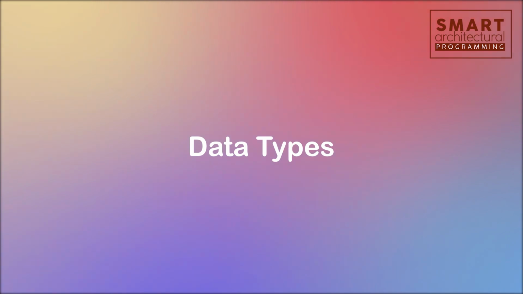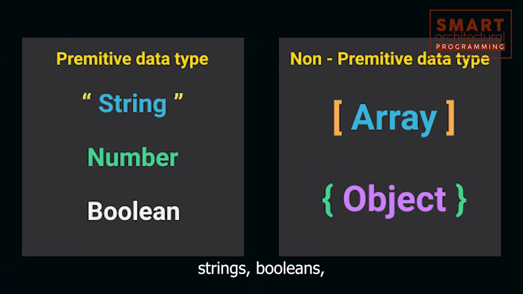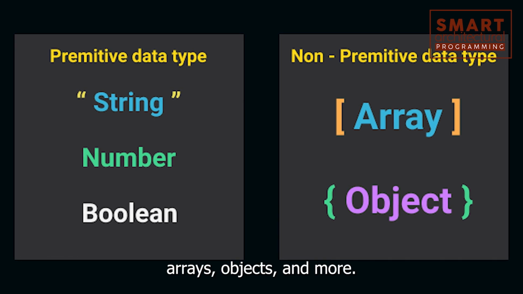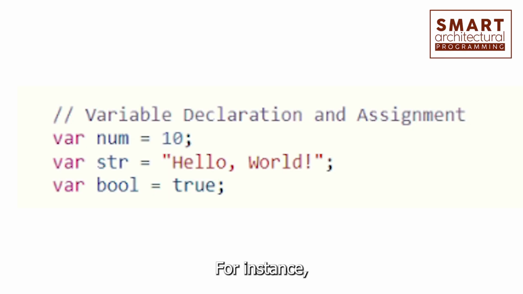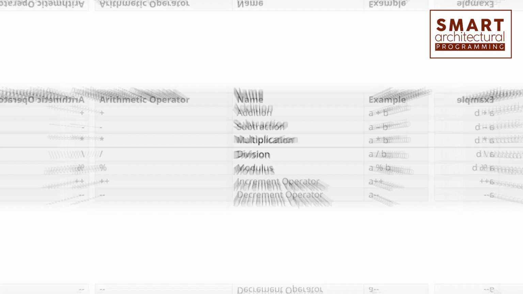Let's talk about data types. JavaScript has several data types including numbers, strings, booleans, arrays, objects, and more. For instance, numbers are used for numeric values, strings are used for textual data, and booleans represent true or false values. Now, let's explore operators.